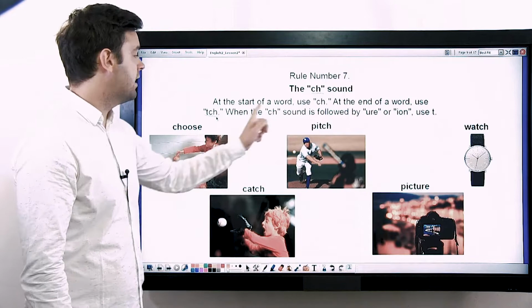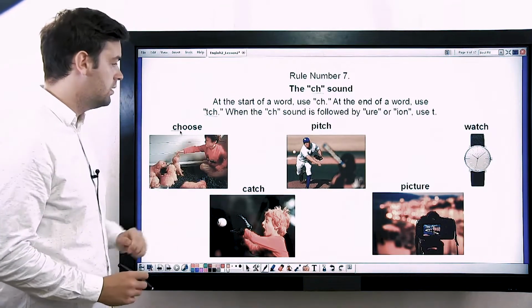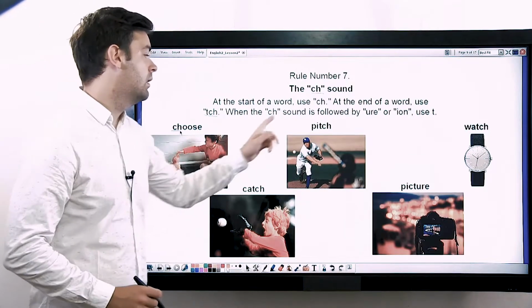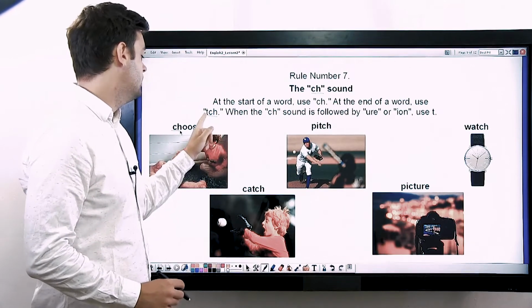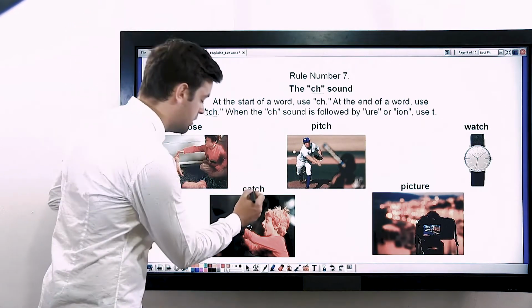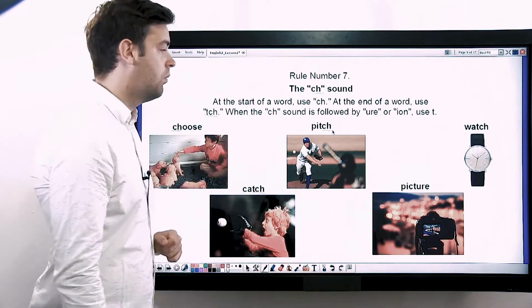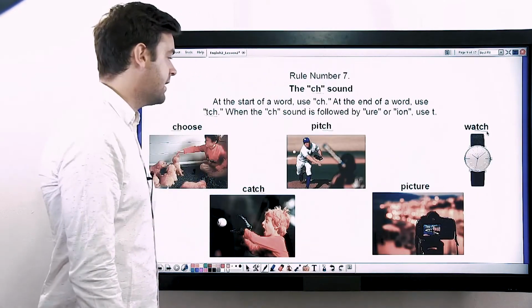So let's have a look. At the start of the word, use ch. So here, choose. At the end of the word, use tch. Catch. Pitch. Watch. So these are at the end. The ch sound is at the end.